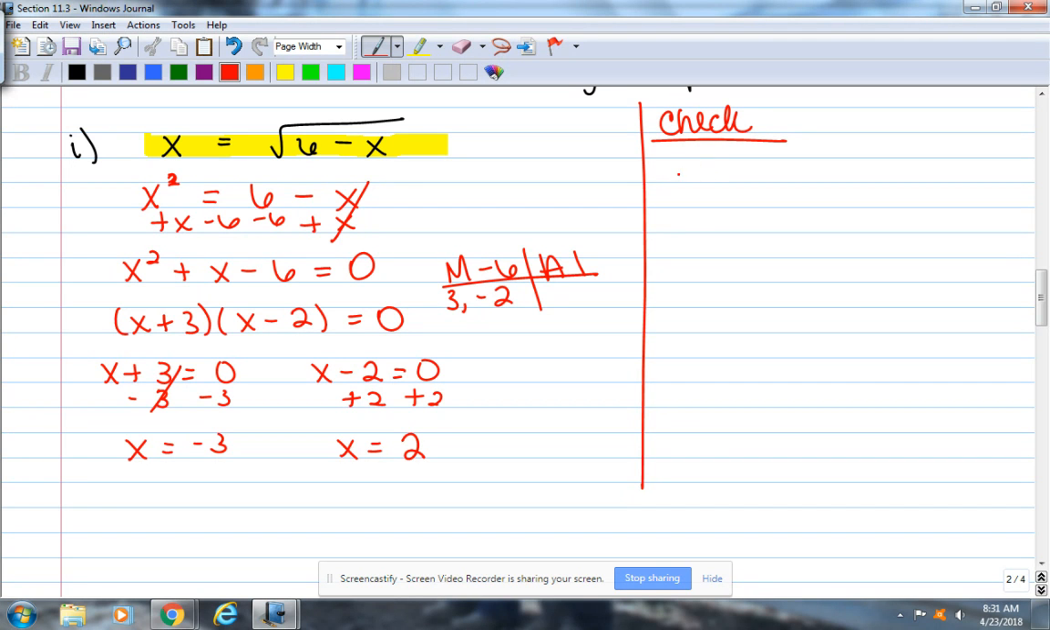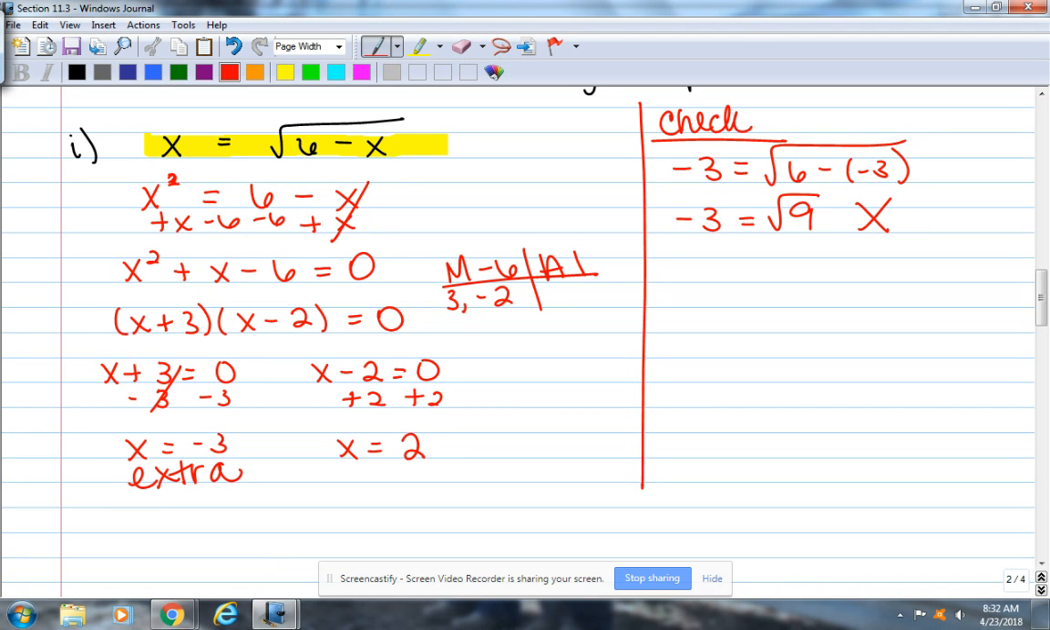Okay, so the first one I'm going to use is -3. So -3 equals radical 6 minus -3. So under the radical, 6 minus -3 is the same thing as 6 plus 3, right? And that's 9. Is the square root of 9 equal to -3, though? No. So that one's extraneous. I like to write the word extra under the ones that are extraneous.